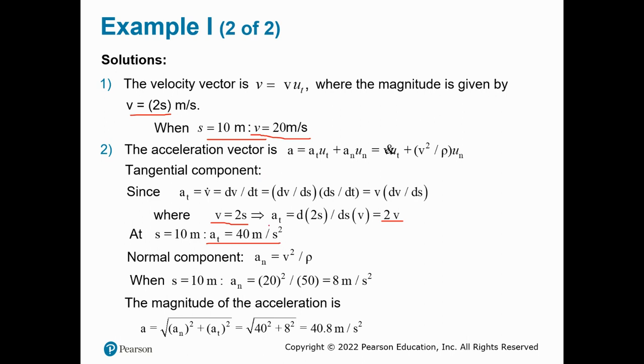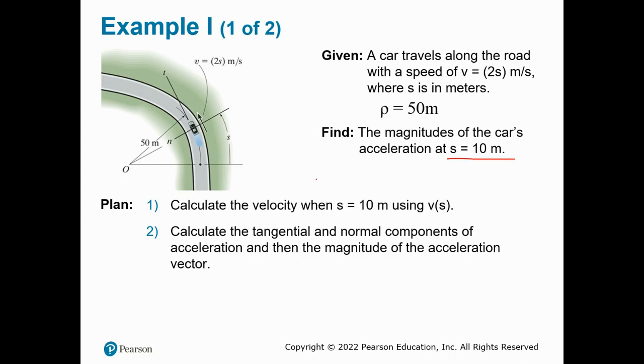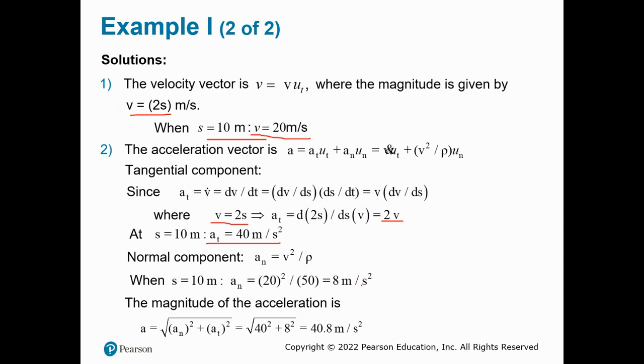And then the normal component of the acceleration is v squared over rho. My v is 20, so v squared is 20 squared. The rho is the radius of curvature, which is given in our problem: rho equals 50. Plugging in, that gives us 8 meters per second squared. Now we have the normal component of the acceleration.